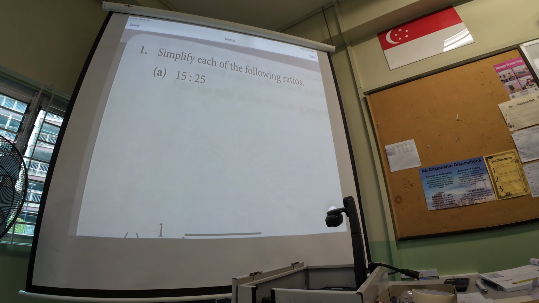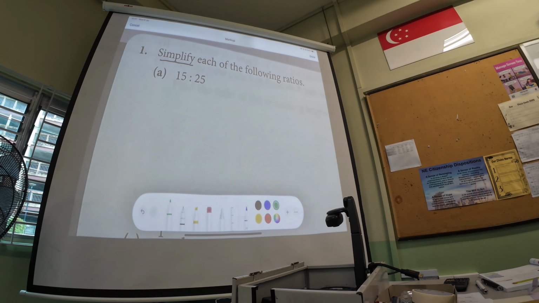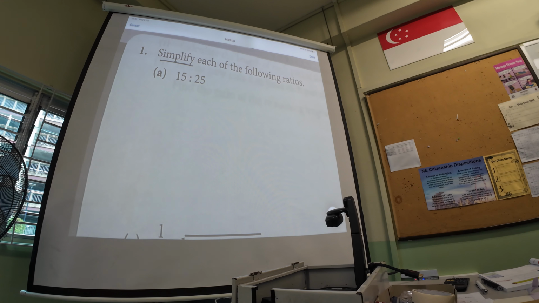So for ratio, 15 is to 25. We want to simplify. So we don't want to change this ratio. Okay? You don't need to write this, but now I just write this to show you. 15 is to 25 is similar to 15 over 25. So if it is 15 over 25, we can simplify further.